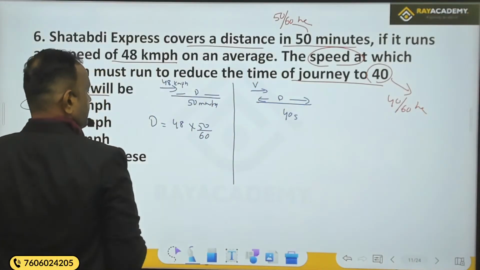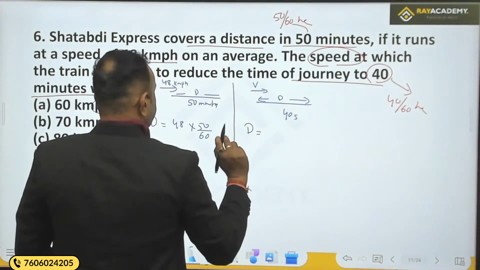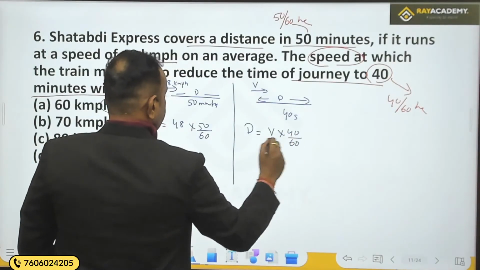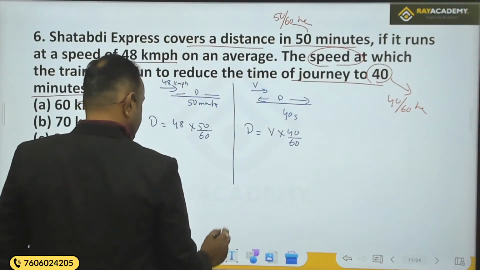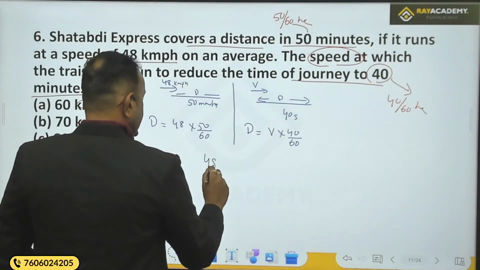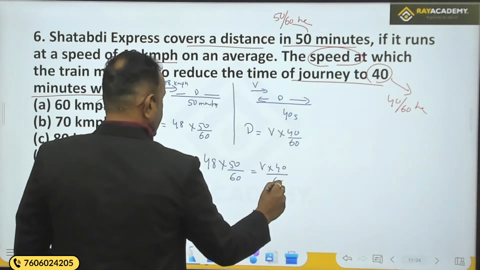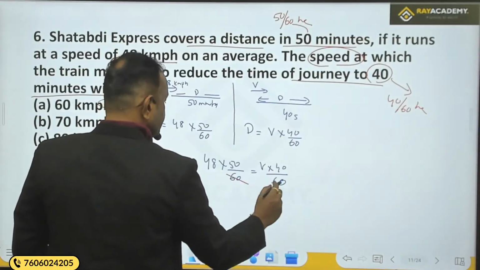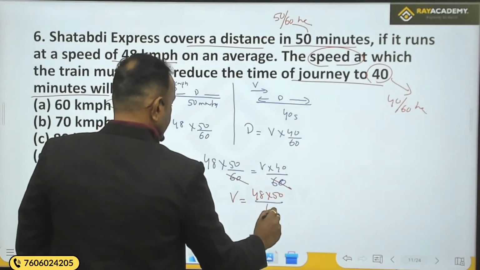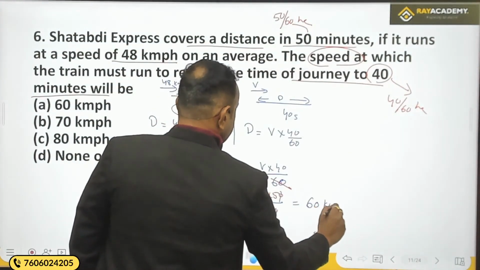Okay, but it will make no difference because we are going to equate it, so it will cancel. d equals v into 40 divided by 60. Both distances are same, so you can equate. So 48 into 50 by 60 equals v into 40 by 60. You see 60 cancels, so it makes no difference. So v equals 48 into 50 by 40. Okay, so that is 60 kilometer per hour.